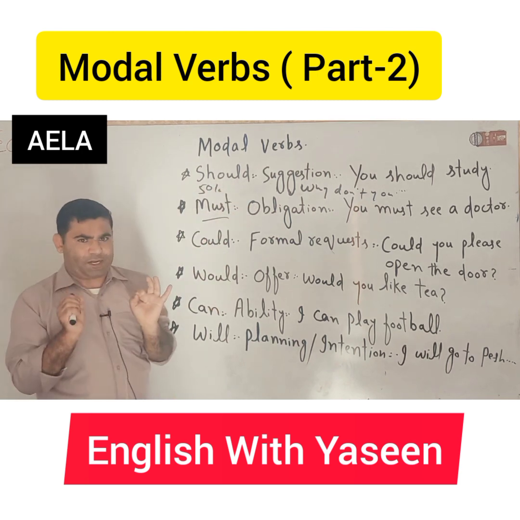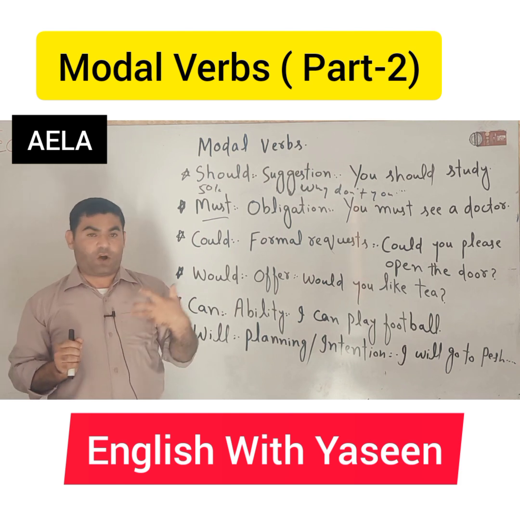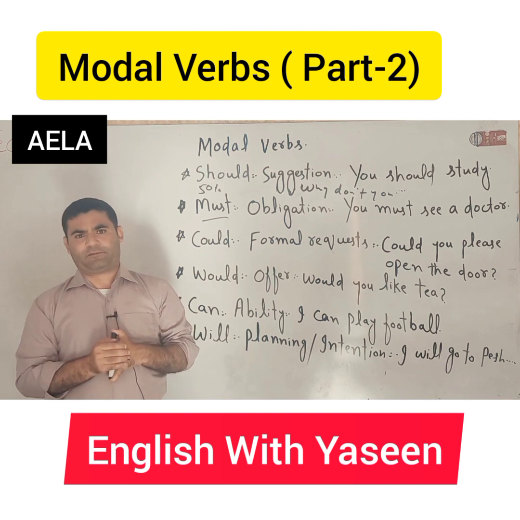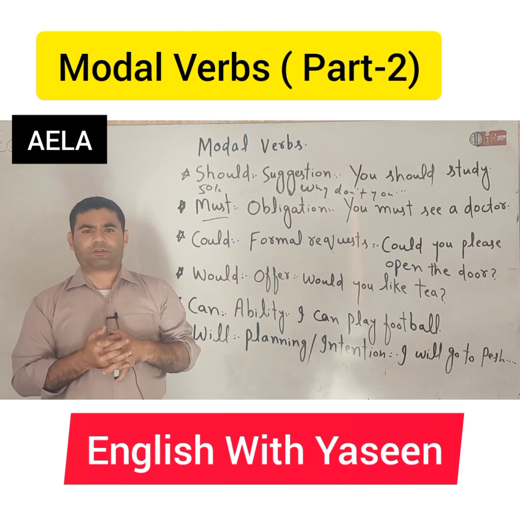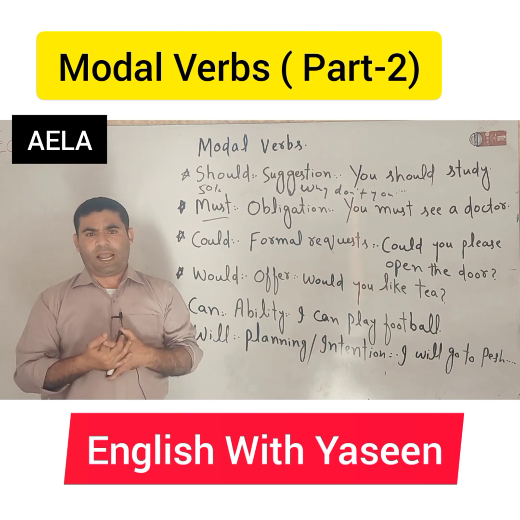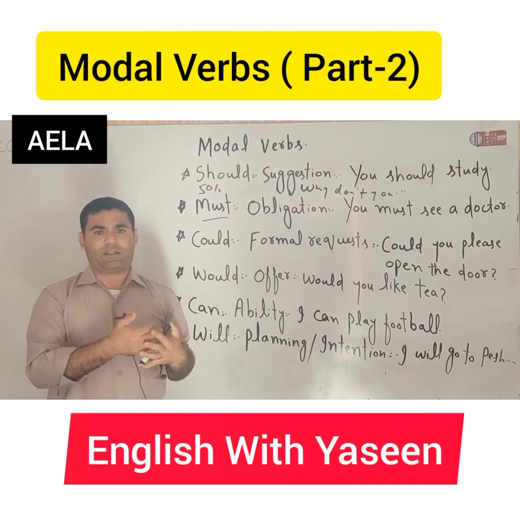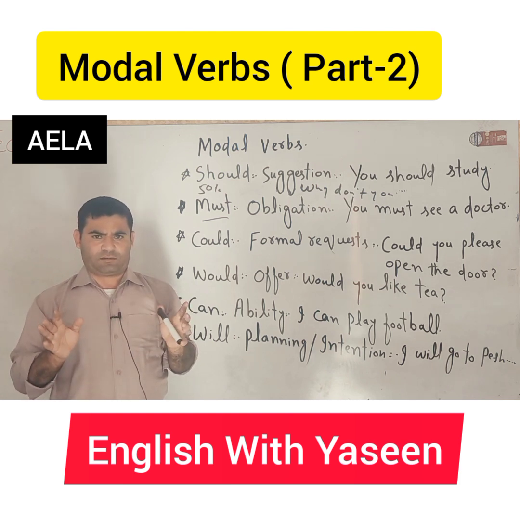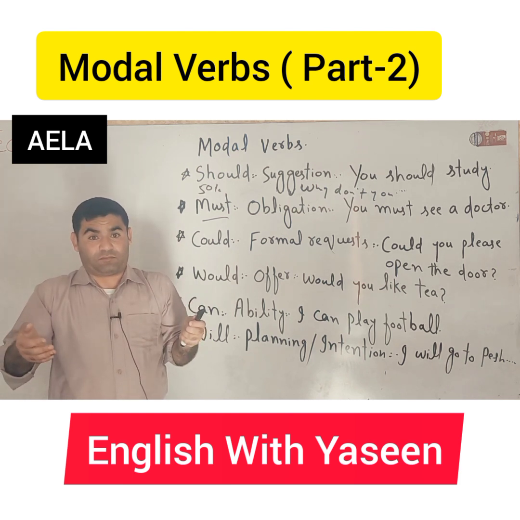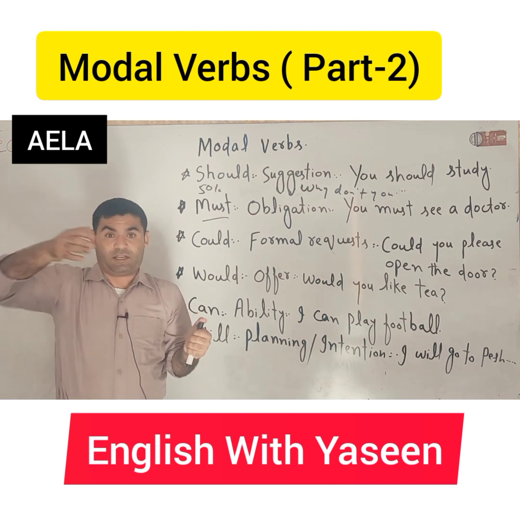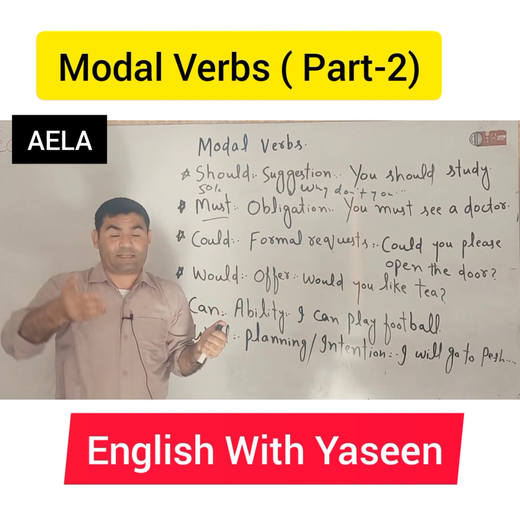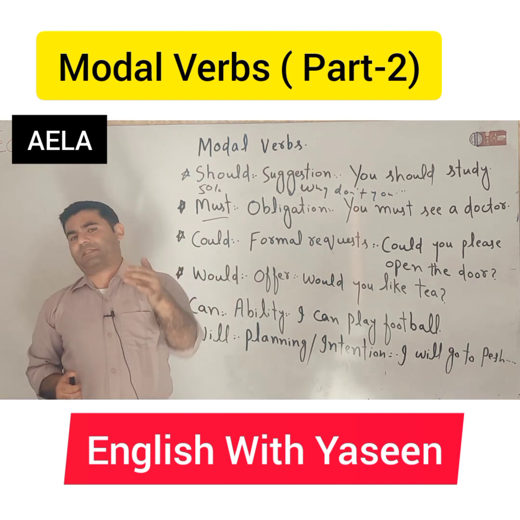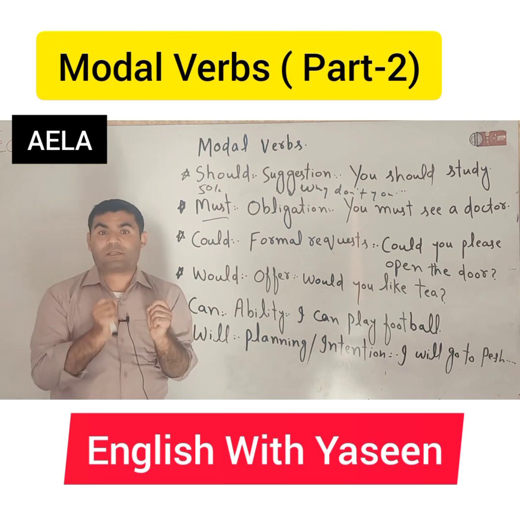Must is a little bit strict. Must means obligation. Obligation means the person doesn't have any other option left. For example, you go to a friend of yours and you see him or her lying on the bed, sick and suffering from some illness. So you just say that you must see a doctor. In that case, the person doesn't have any other option left. You must see a doctor.